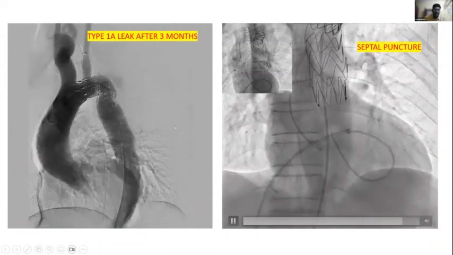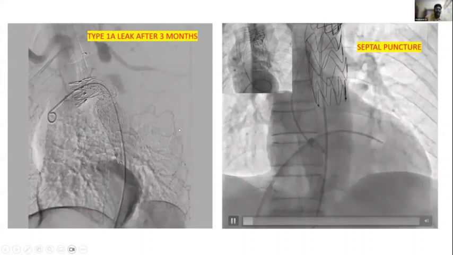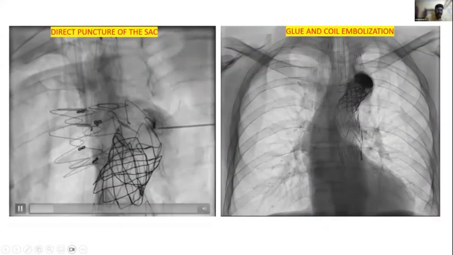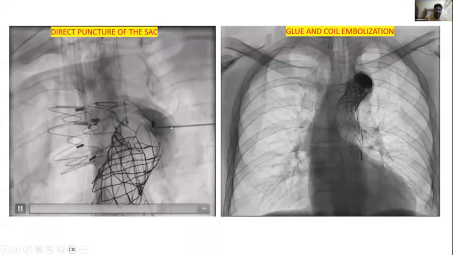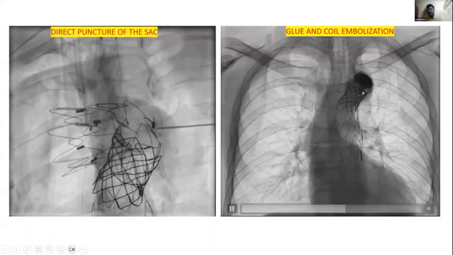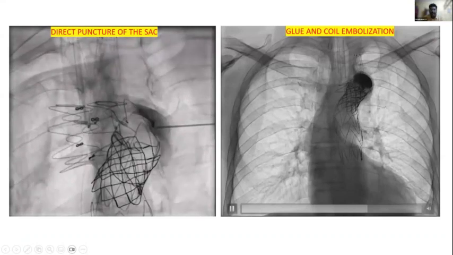So we made the patient lie prone. We punctured the sac directly with a Chiba needle, and you can see the track here. We embolized with coils initially and made the sac a cul-de-sac, and then injected glue into it, and you can see the cast it made.